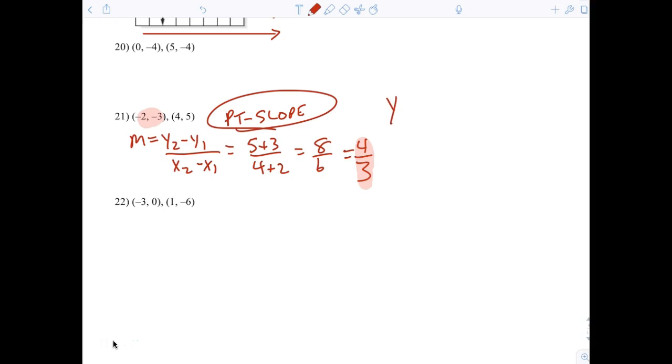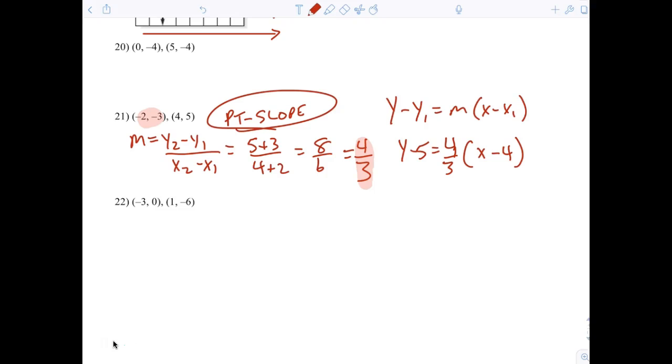All right, I'll just write out the equation for you. Go ahead, fill it in for me now. So y minus 5 equals 4 over 3, and then x minus 4. Beautiful. That's exactly correct. And if you'd chosen -2, -3, it would just be y plus 3 equals 4/3 times x plus 2. Doesn't matter what point. No difference. I tried to demonstrate that yesterday.